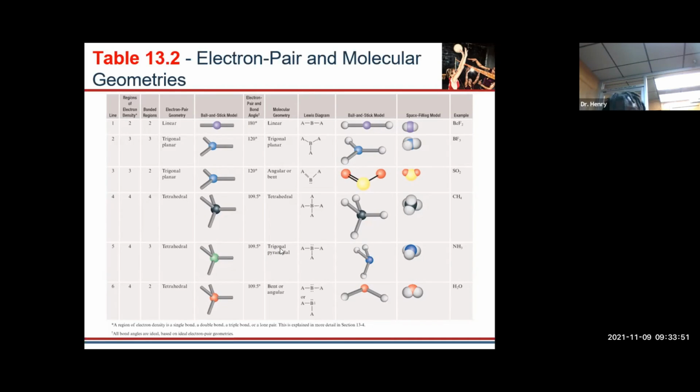Trigonal meaning 3. So we see the 3 atoms being attached. And then pyramidal, it looks like a pyramid. Okay. So an example of that is ammonia, sorry.